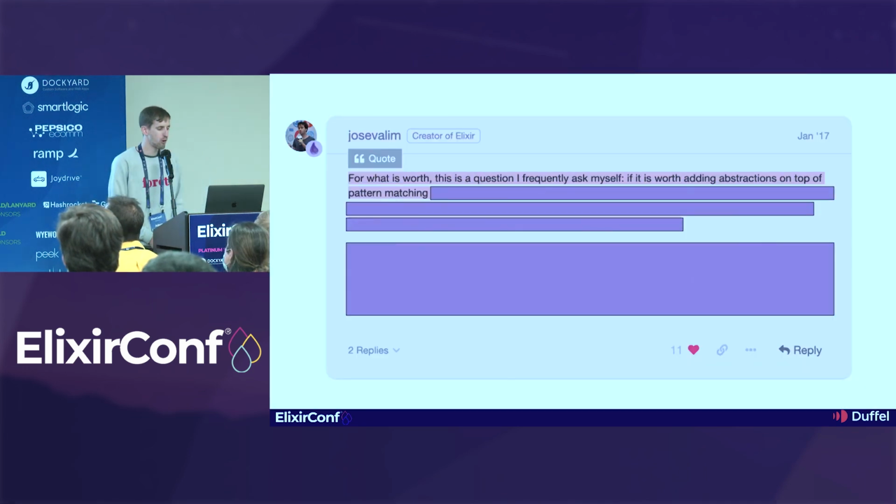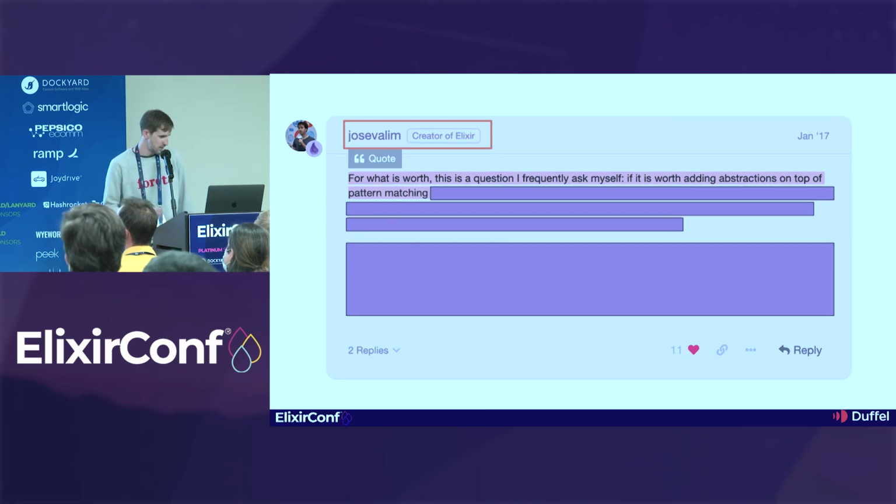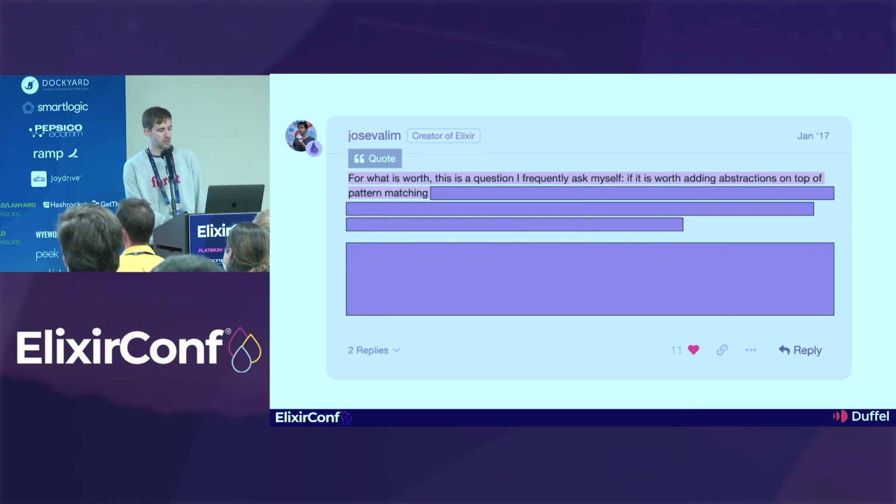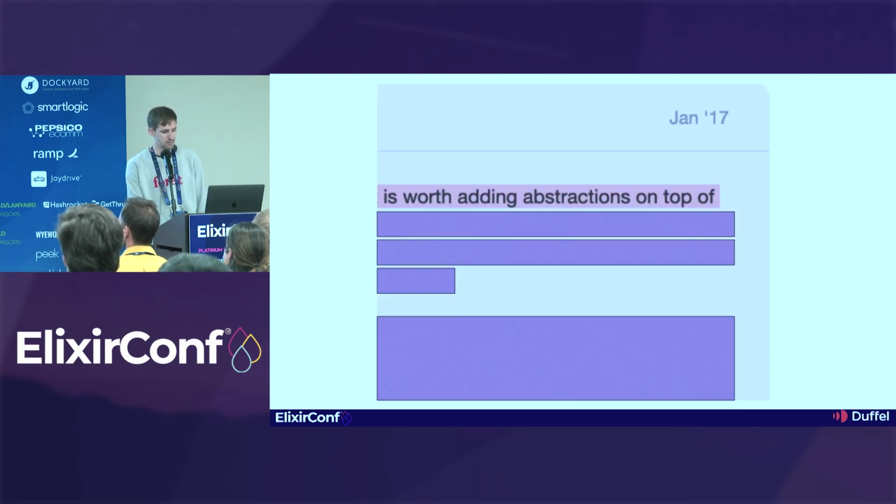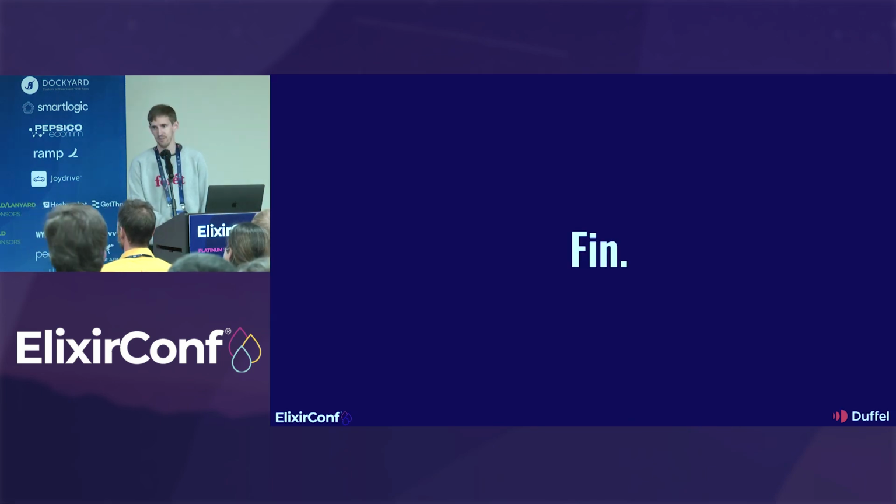Question for you. So I leave on a quote. I've seen this guy on the forum a few times. He must be active on it. And he says, "For what it's worth, this is a question I frequently ask myself: is it worth adding abstractions on top of pattern matching?" And I share this just to express it's nice to know that I'm at the bleeding edge of Elixir thought leadership. So that's all I have.